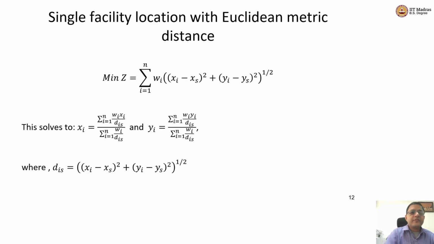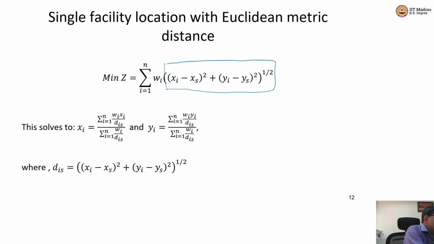For the Euclidean distance measure, right? This is the distance formula: xi minus xs whole squared, plus yi minus ys whole squared, and the square root of that. Weighted distance, therefore wi times this, and the summation of all such distances is the total weighted distance measure. And I obviously want to minimize this, because this is what my consumers are actually traveling.